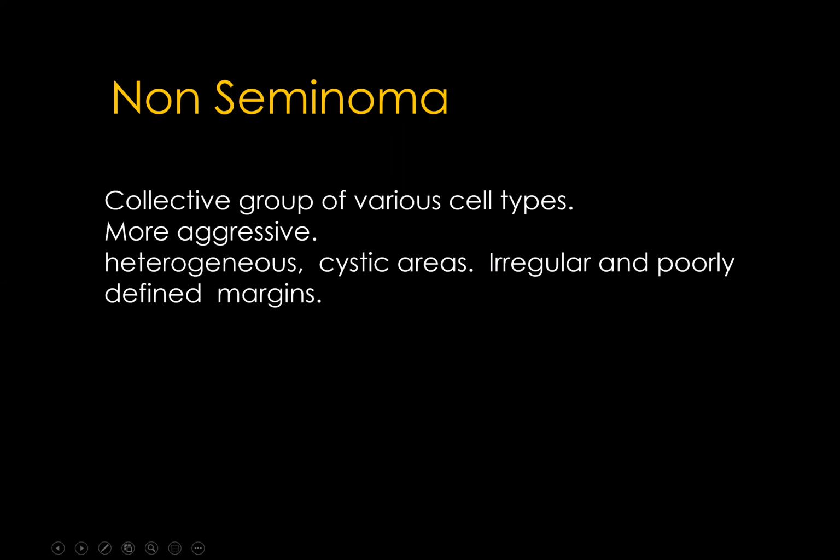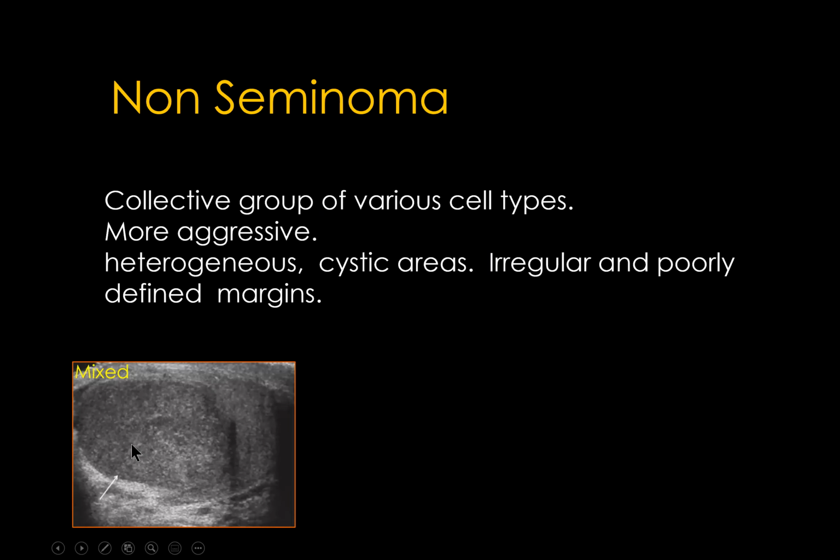The non-seminoma tumors are a group of various cell types affecting younger patients and are more aggressive. Their appearance on ultrasound reflects this diverse nature of the histology, but commonly it shows heterogeneous with hypoechoic areas, corresponding to hemorrhage. Margins are irregular or poorly defined.